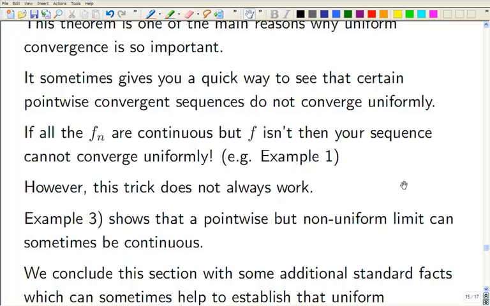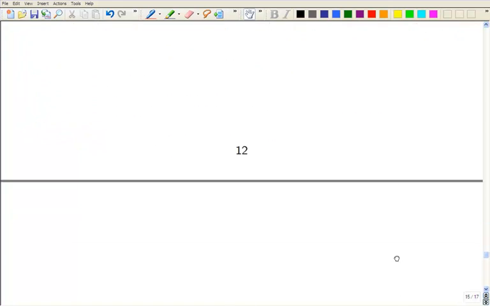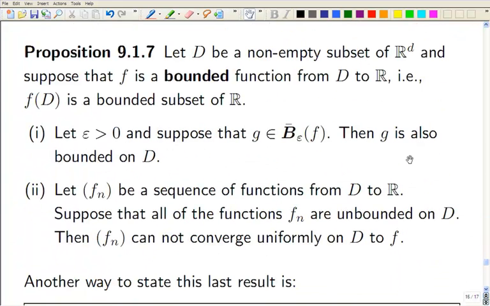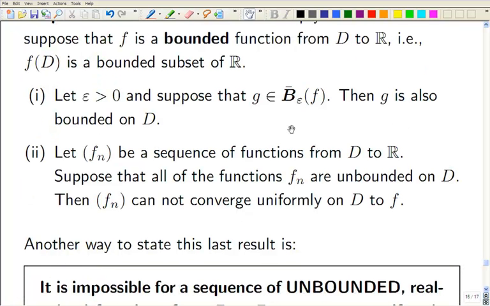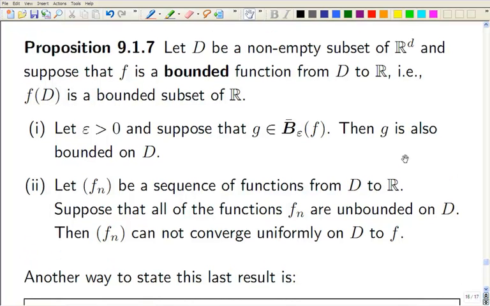Let me not bother with all that stuff. I've already said that basically. So let's move on to some final facts about uniform convergence. So proposition 9.1.7, the idea of this is to show that a sequence of unbounded functions cannot converge uniformly to a bounded function.